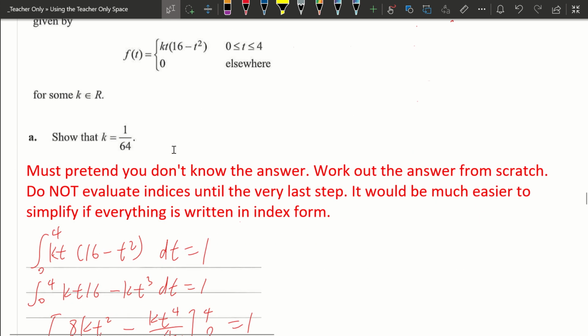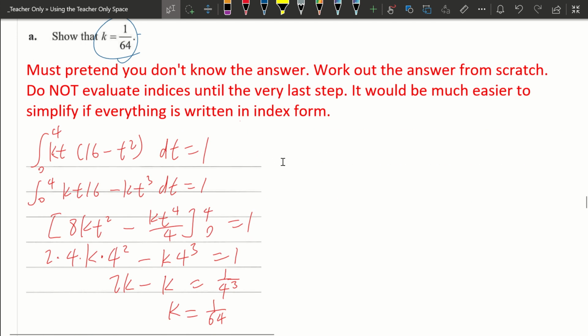The trick here, not trick, the rule here is you must pretend you don't know the answer. The answer is k equals 1 over 64, but you need to pretend you don't know that. And you work out the answer from scratch, from nothing. Also, here's a tip. I've given you this tip before. Do not evaluate indices until the very last step. It will be much easier to simplify if everything is written in index form, like this.